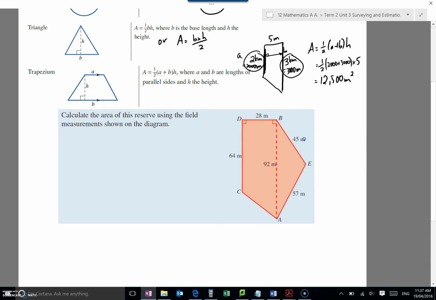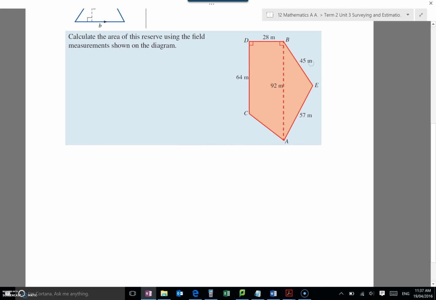All good? Alright, so the main problems that you'll be solving are ones that essentially look like this, where you need to break a bigger irregular area into two smaller shapes. So if I was doing this problem, I'd say let this be area 1, let this one be area 2, and I'll try and find the total area just by finding the area of these two smaller shapes.